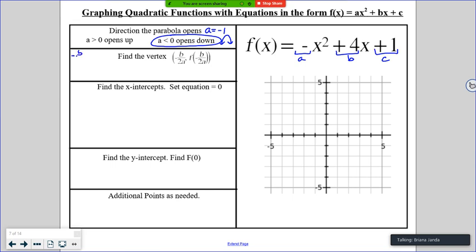So negative b over 2a, negative, fill in for b, 4, 2 times negative 1, and clean that up, okay? Well, that would be a negative 4 divided by a negative 2. Negative 4 divided by a negative 2 is positive 2. Comma, and then we're going to plug this number into the function. So what you're going to see is then me plugging that number into the function.